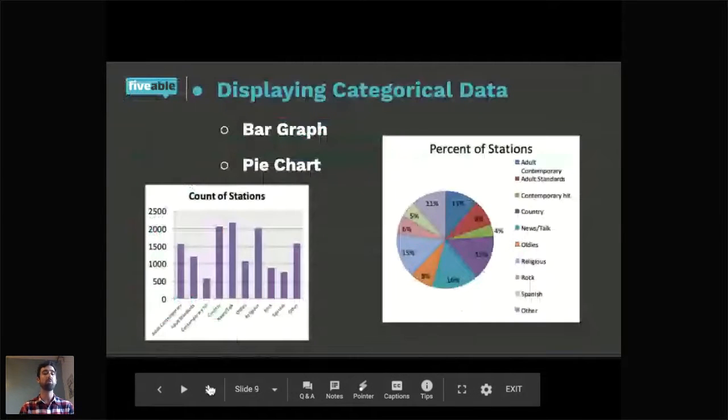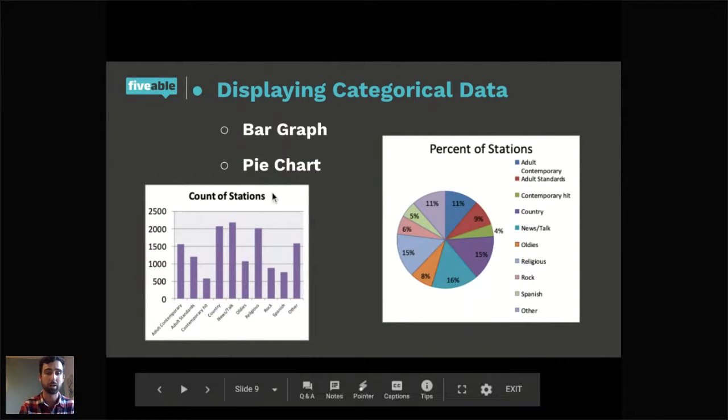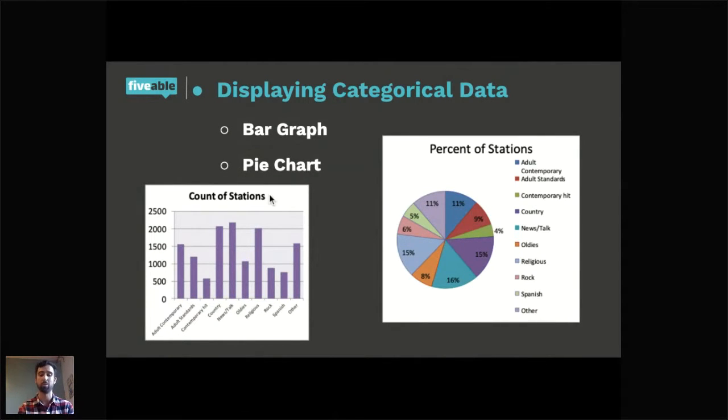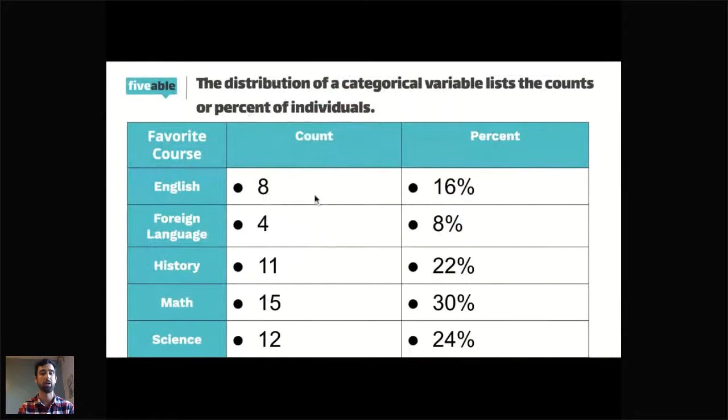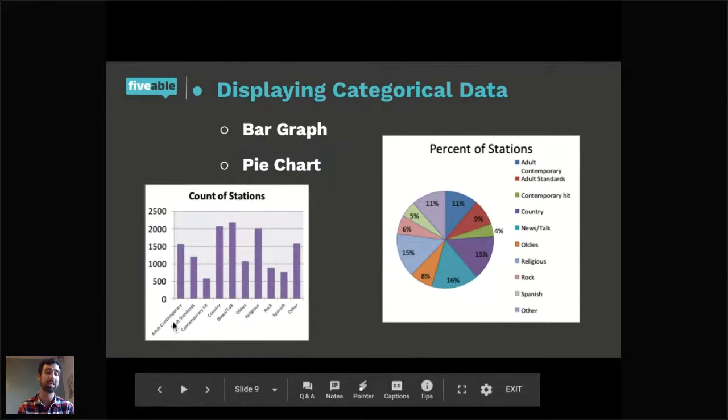There are two main ways we display categorical data. That's a bar chart and a pie chart, or a bar graph and a pie chart. If you look here at our bar graph, we have count of stations. So we're working with the count, which we saw in our last one. Physically, how many stations are playing each of these categories? Remember, this is categorical data. We can easily see which one has the most. It looks like news and talk. And we can see which one has the least, contemporary hit.